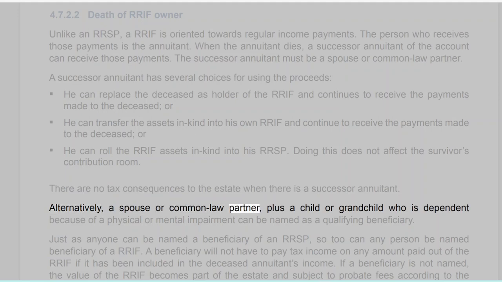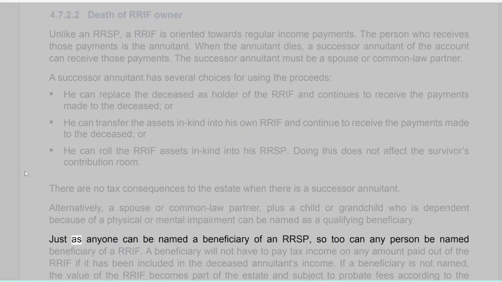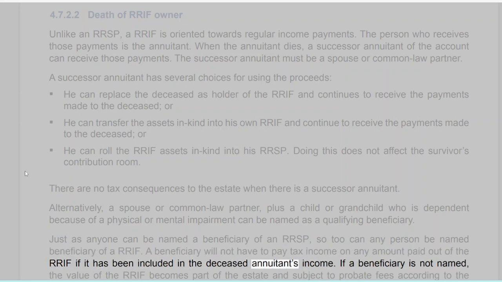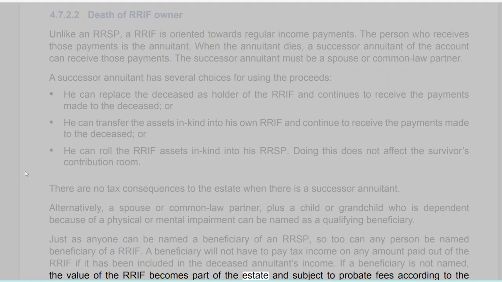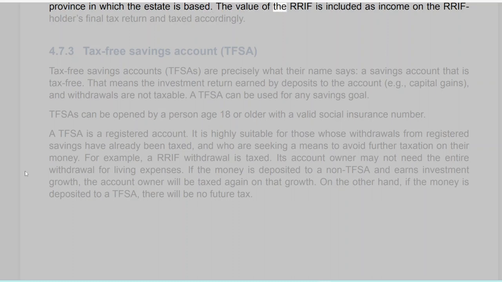Alternatively, a spouse or common law partner, plus a child or grandchild who is dependent because of a physical or mental impairment, can be named as a qualifying beneficiary. Just as anyone can be named a beneficiary of an RRSP, so too can any person be named beneficiary of a RRIF. A beneficiary will not have to pay income tax on any amount paid out of the RRIF if it has been included in the deceased annuitant's income. If a beneficiary is not named, the value of the RRIF becomes part of the estate and subject to probate fees according to the province in which the estate is based. The value of the RRIF is included as income on the RRIF holder's final tax return and taxed accordingly.